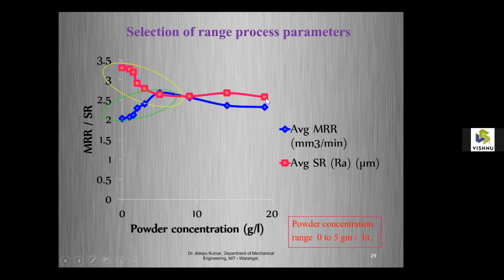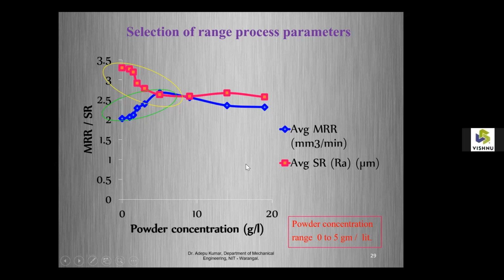Even if it is 20, the value is here. There is not much difference between 10 and 20, whereas there is some difference between 0 and 10. Then you have to go back and add 5 grams per liter. Then you are getting this one.